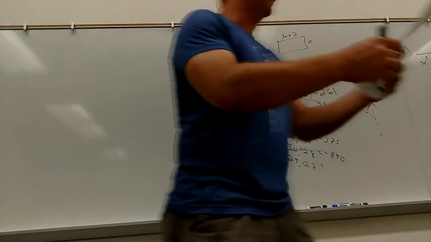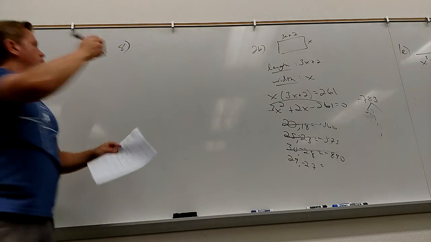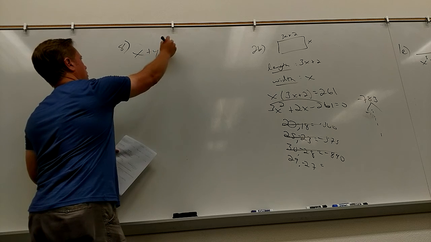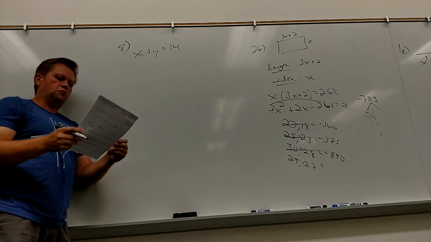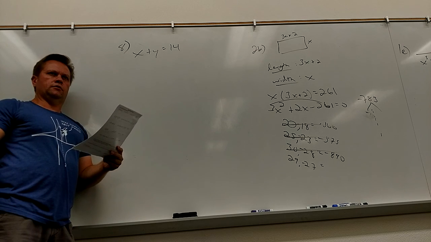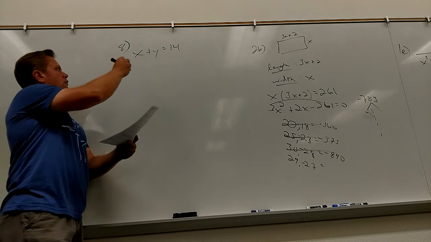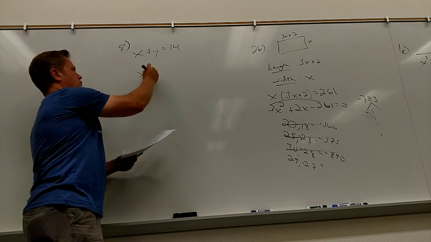Two numbers add to 14. So x plus y equals 14. Beautiful. What is the largest product of one of the numbers and twice the other? So take one of the numbers, x, times twice the other one.